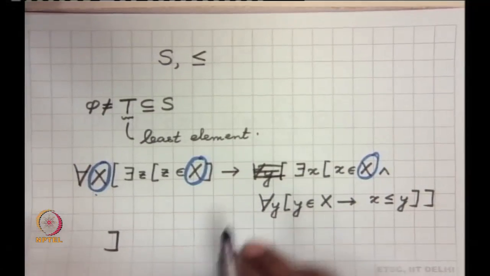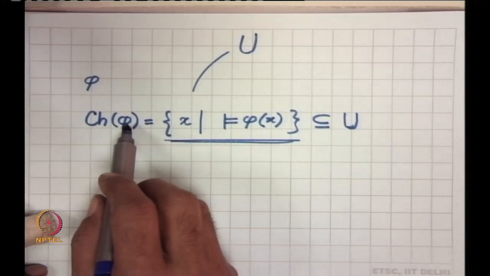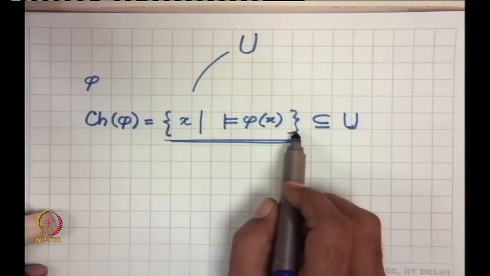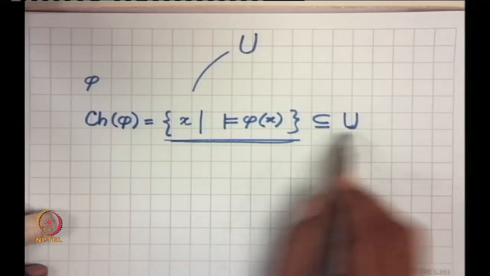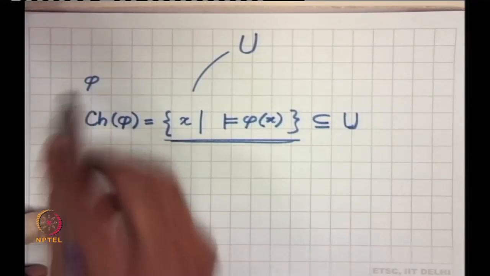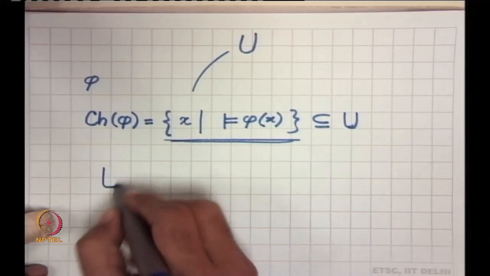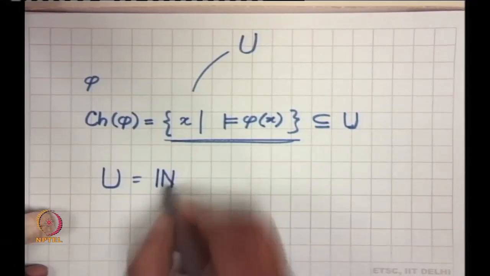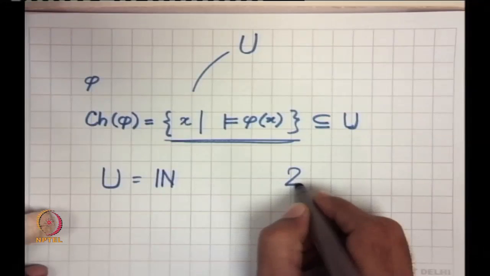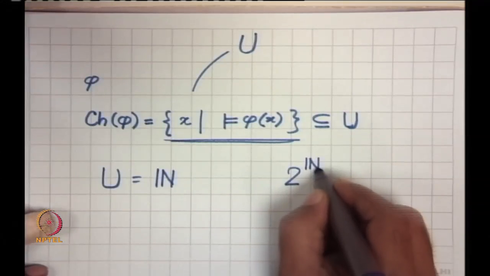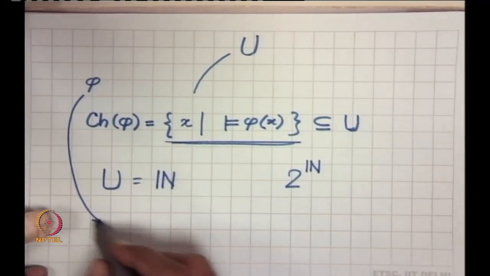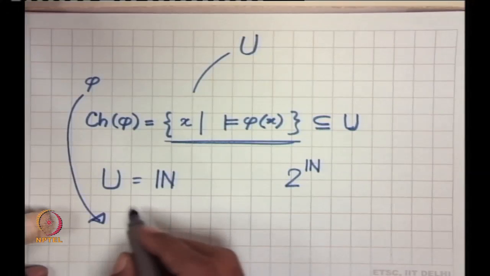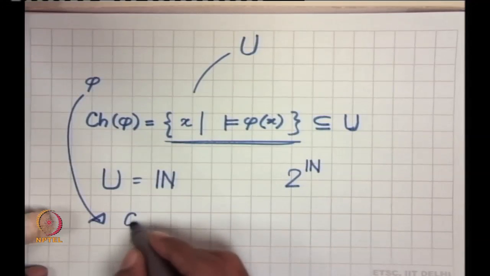So, one of the reasons I am saying that while every first order property has a characteristic set, a subset of the universe of discourse, not every subset of the universe of discourse can be characterized by a first order property, because if the universe of discourse were say the natural numbers, then the number of subsets of natural numbers is uncountable. However, our language of first order properties has only at most a countable number of formulae.